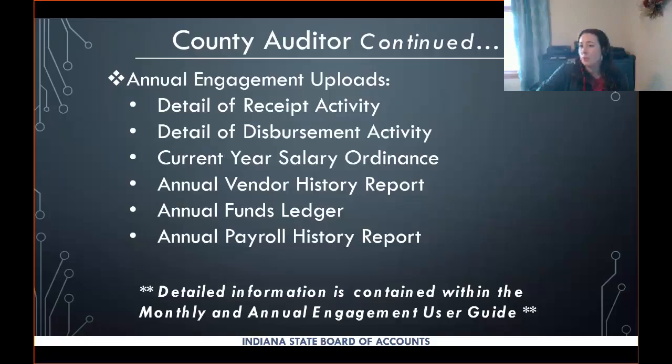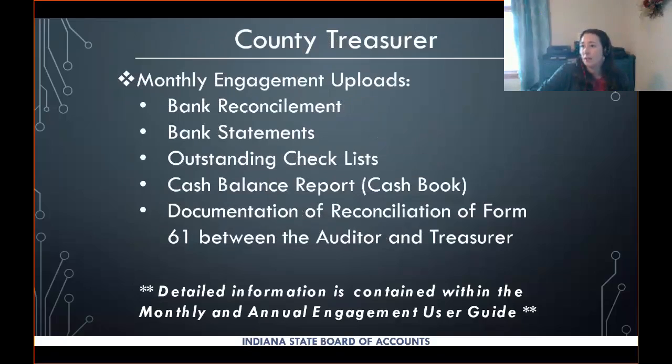Okay, let's go to the next one, which I think is treasurer, right? All right. I keep expecting it to change on mine too. So it doesn't. So that's a lot for the auditor. So now we're going to skip over to the treasurer.